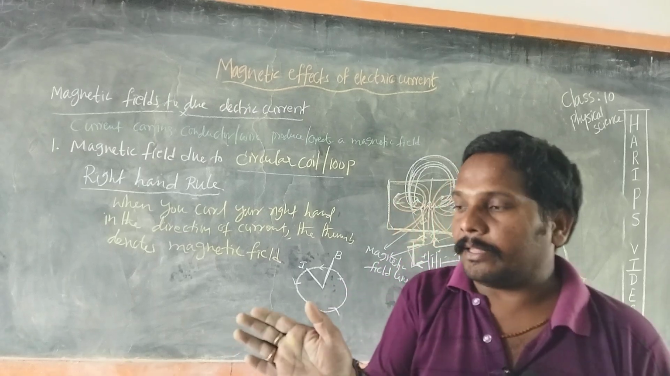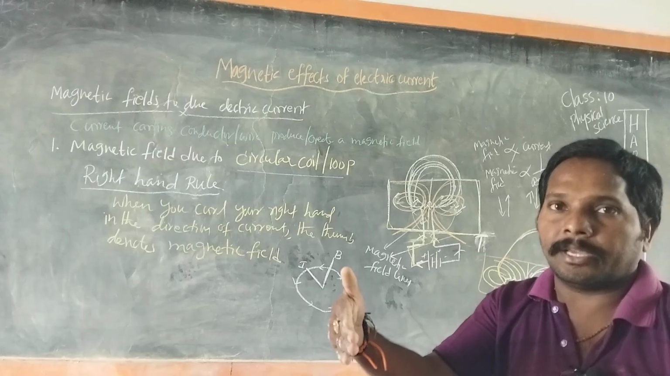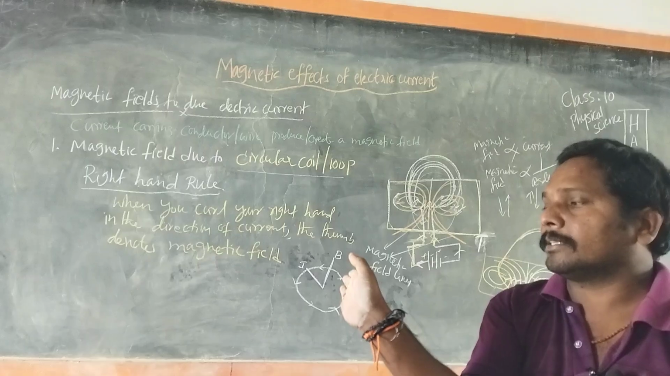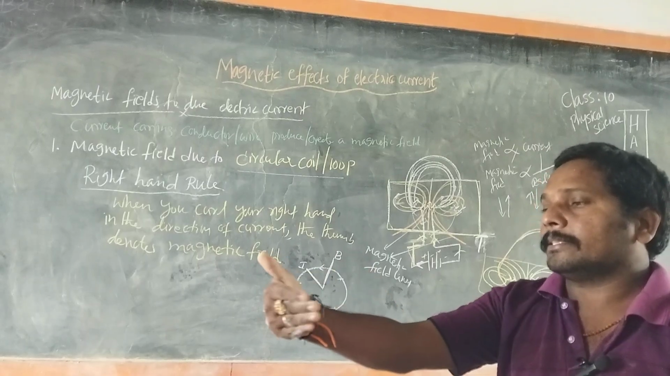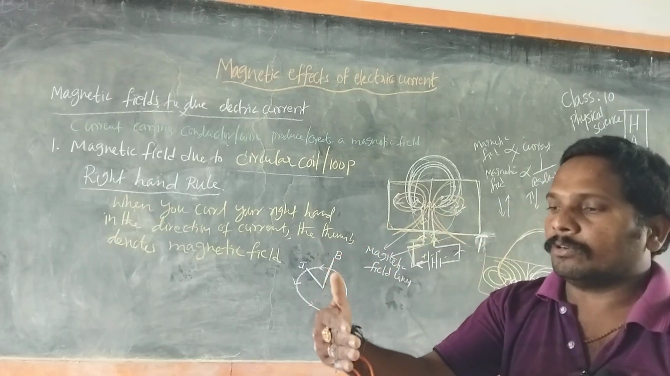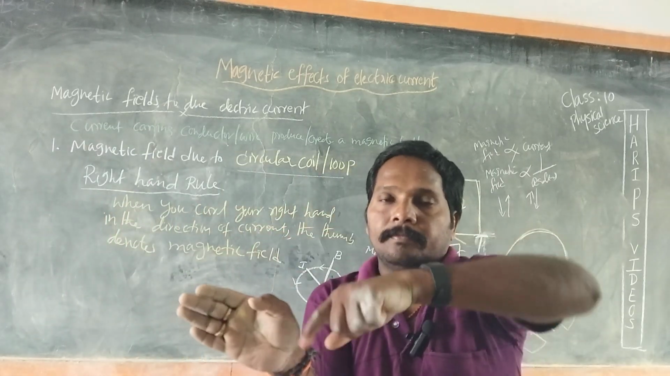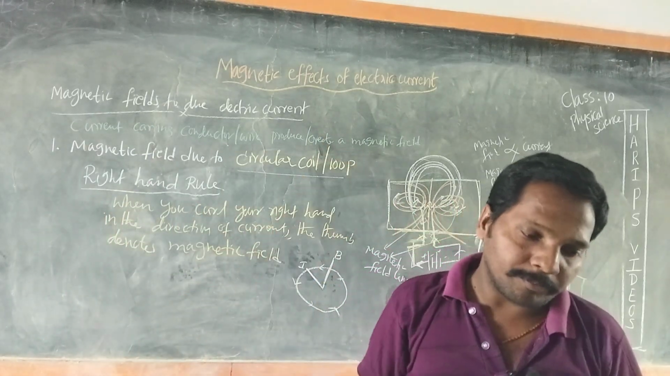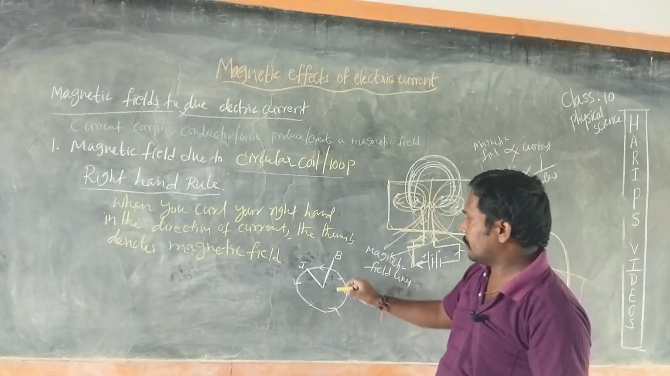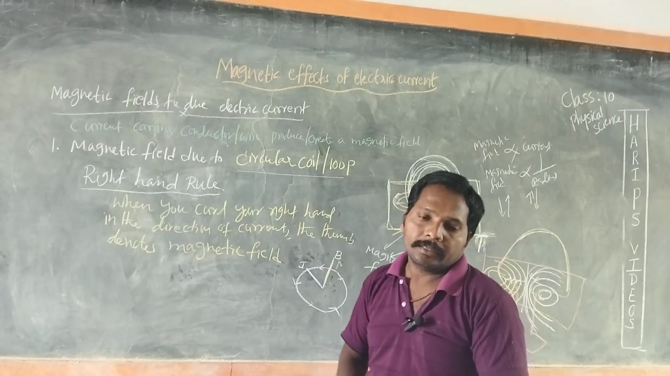So in case the current is in anti-clockwise direction, then the magnetic field is towards you. If the current direction is clockwise, it is away from you. So this is the direction of the magnetic field, like the north and south pole, right?